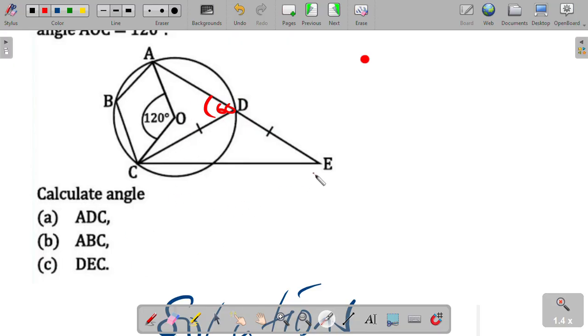Okay, and for us to find the DEC, or this angle at E, we must understand that this angle here, or rather from CD, okay, you see that we have this, and you know that this is an isosceles triangle. Okay, so this is an isosceles triangle, which means this side and that side must be equal.